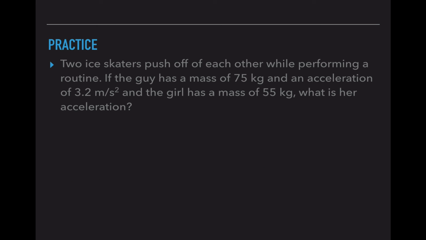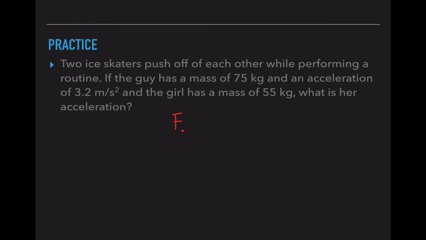Now we're going to look at this problem a little bit differently. Two ice skaters push off each other while performing a routine. If the guy has a mass of 75 and an acceleration of 3.2, and the girl has a mass of 55, what is her acceleration? Now we can do this in two separate problems again. I can drop that line down the middle and we can do the boys' math over here and the girls' math over here. But I want to look at it slightly differently.